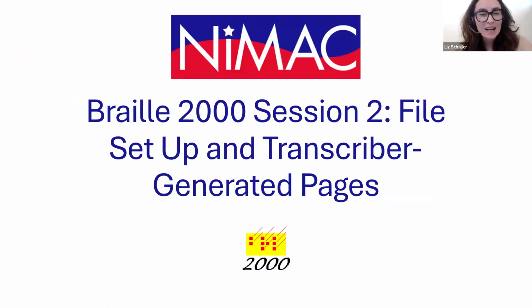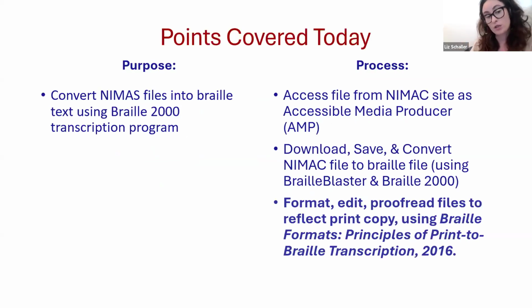All right, so today for session 2, we're going to look at file setup, getting your transcription set up, and then your transcriber generated pages. So kind of the bit in the front matter. And today, the overall purpose of this series is to convert a NIMAS file into Braille text using Braille 2000. And so today, when we look at the process points, the first 2 were covered during session 1, where we talked about how to access a NIMAS file from the NIMAC website, and then also how to download, save, and convert that file to a Braille file using both Braille Blaster and Braille 2000.